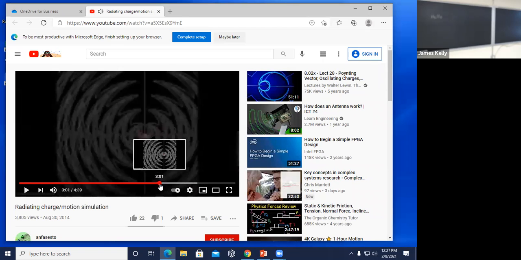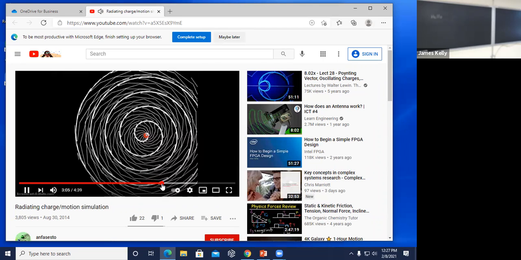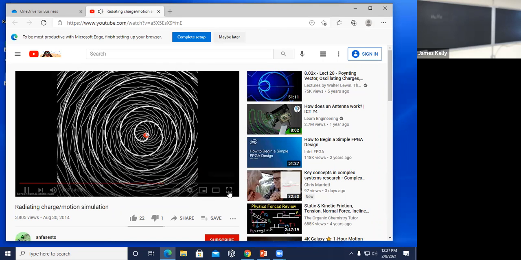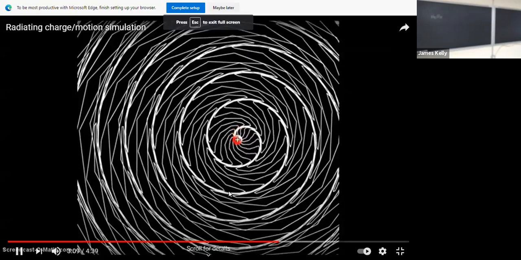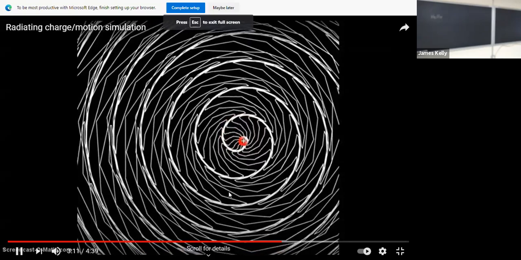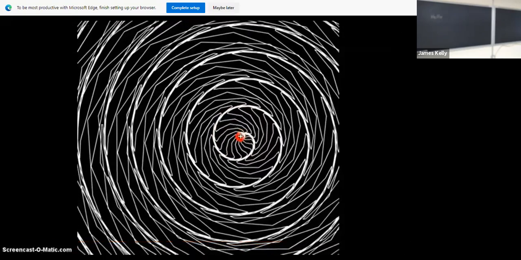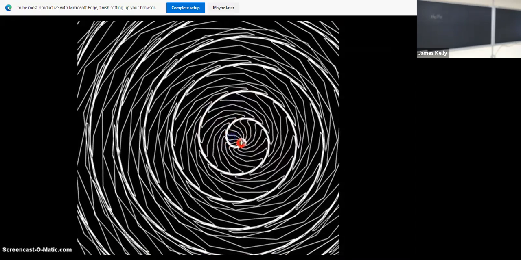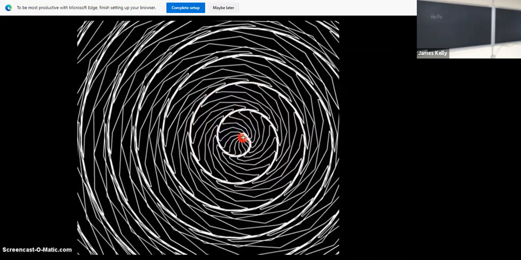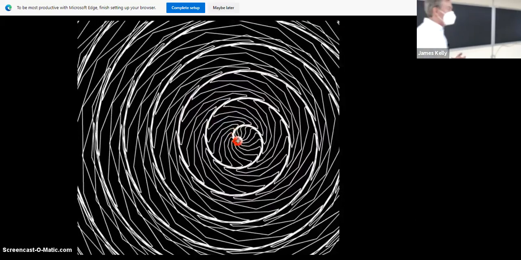So here's the thing moving in circular motion. Someone's pulling it in a circle. It's a low quality animation, but you can see as someone drags this positive particle in a circle, the field lines make it look like some energy is being carried away, and it definitely is being carried away.